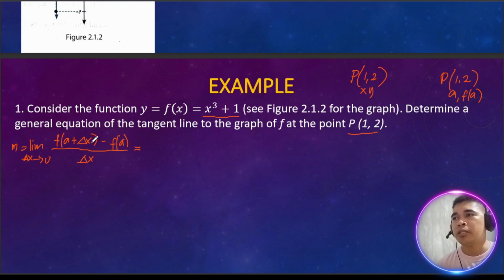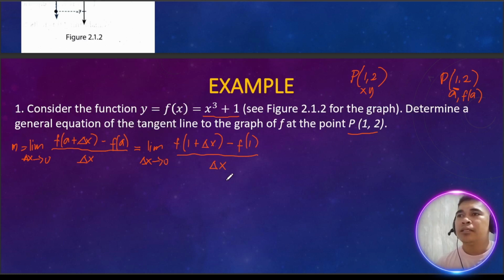So, equals, substitute the value of a. What is the value of a? It is 1. Okay? So, the limit of f of 1 plus delta x minus f of 1 all over delta x as delta x approaches 0. From that, we now apply x cubed plus 1. First, we copy the formula of the limit for the slope of a tangent, then identify from the point where a and f of a are. We use a, which is here, that is 1. And here, we are going to use x cubed plus 1. So we need to substitute the values of f of 1 plus delta x and f of 1.